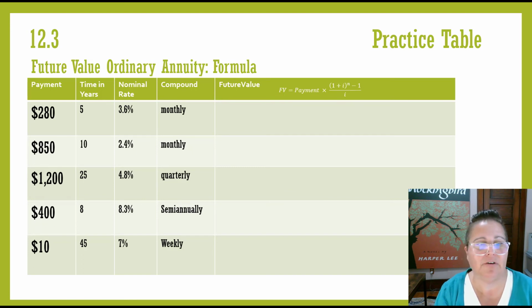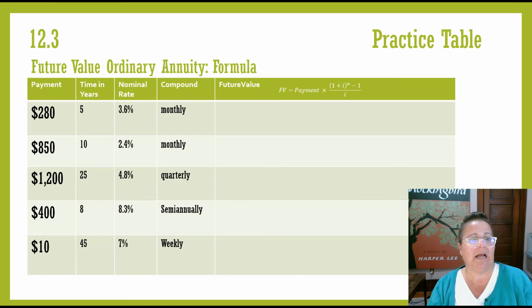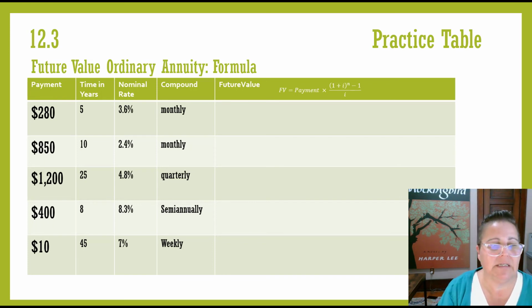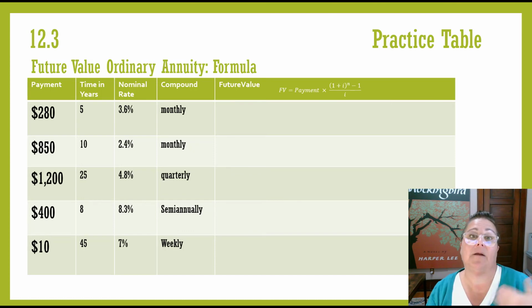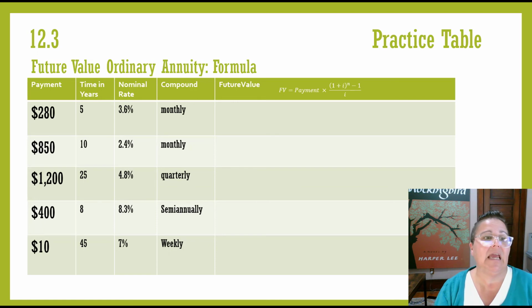I'll explain the first one and see what we do. So we've got a payment of $280 for 5 years. It's going to be at 3.6% interest compounded monthly. That means that our payments are going to be made monthly and the compounds are going to be made monthly.